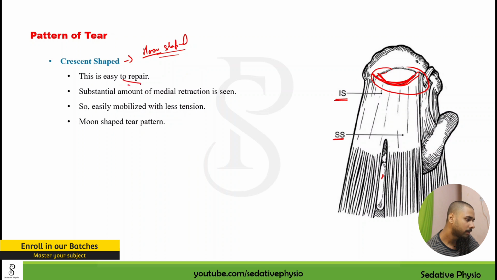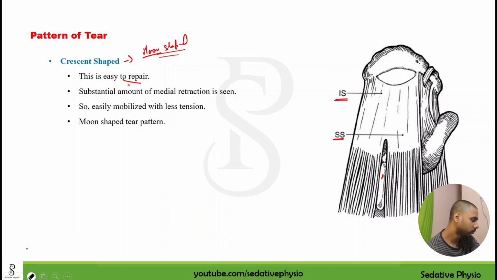This is very easy to repair because, see here, the edges of the tear are very close. That's why it is very easy to repair this surgically. Substantial medial retraction is not seen; the retraction after the tear is very low. See, this is the retraction. This is very low retraction. We will compare it with some other types too. Since there is very little medial retraction here, it is easily mobilized with less tension during the treatment.